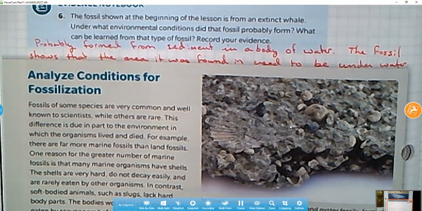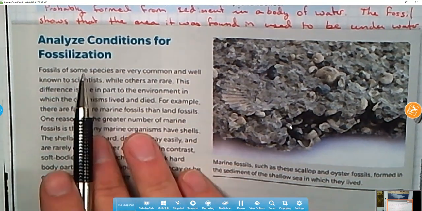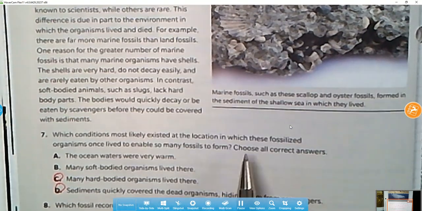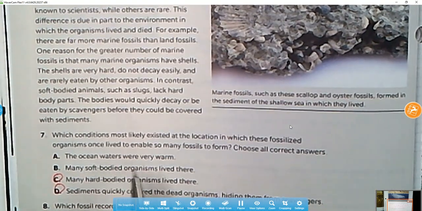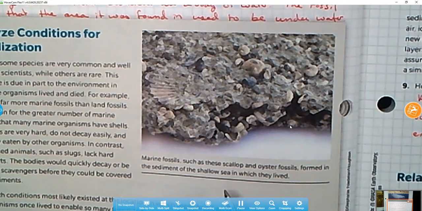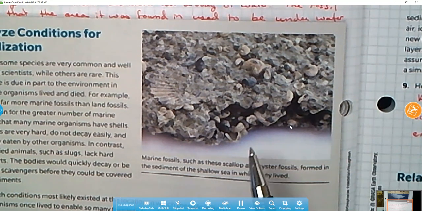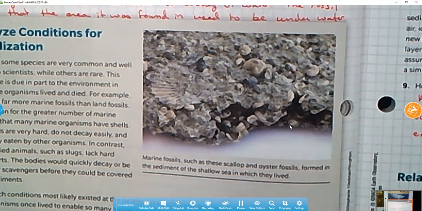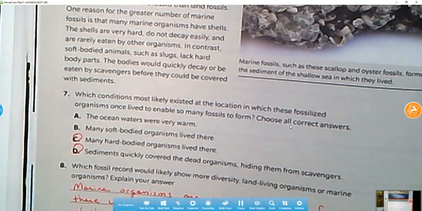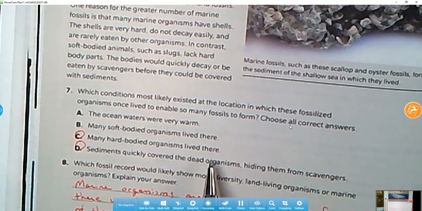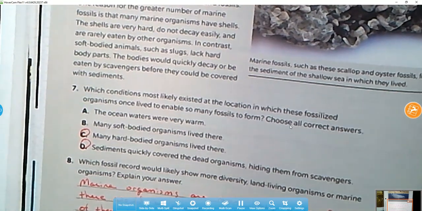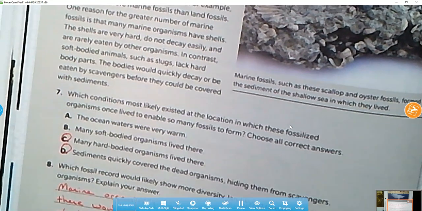Okay? And so if we look at analyzing the conditions for fossilization here, what conditions most likely existed at the location where the fossilized organisms once lived? And if we look at this picture, what do we see? We see a lot of marine fossils. We see scallops, we see oysters. We see a lot of those marine fossils. And so we can choose everything that we can know. So we know that there are many hard-bodied organisms that lived there. We know that sediments quickly cover the dead organisms, hiding them from scavengers.